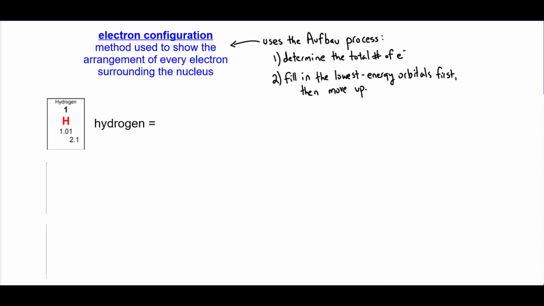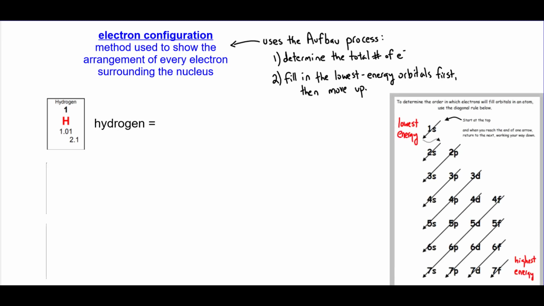So for hydrogen, let's say, we can just look at the periodic table and find that it has 1 electron. The next step is to fill in the lowest energy orbitals first and then move up. You may want to use this diagonal rule handout from class. It'll help you with this process at first until you memorize the order. It's got all the orbitals written out from lowest energy at the top all the way down to highest energy at the bottom. Now the 1s level is the lowest energy orbital of them all.